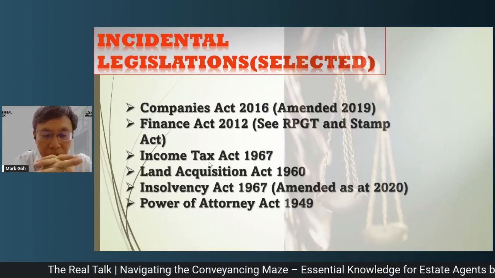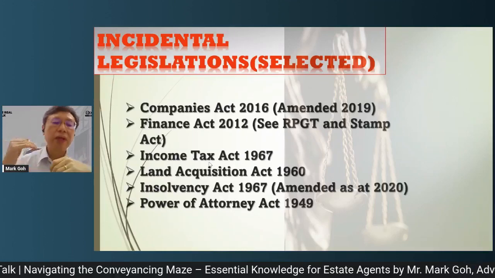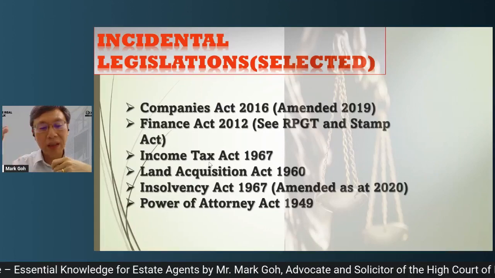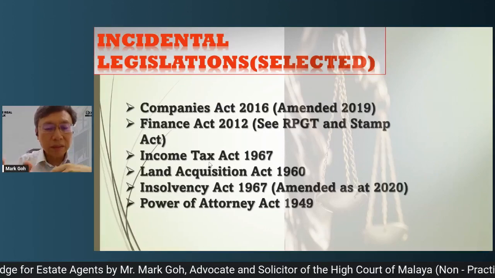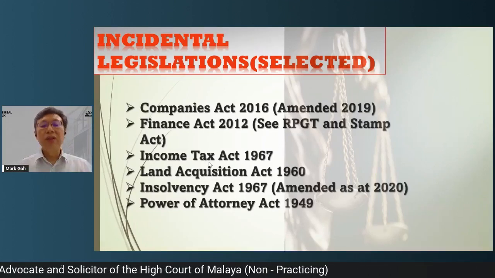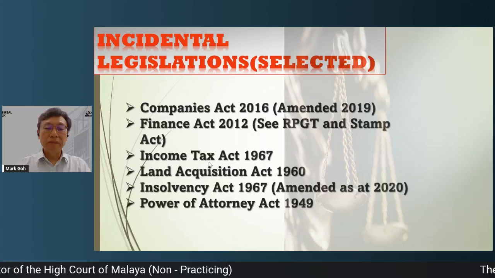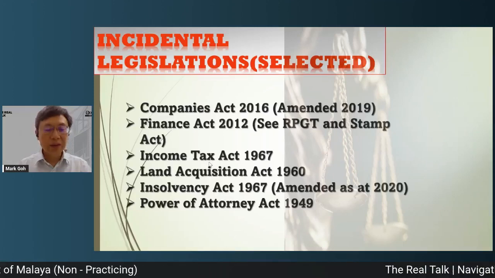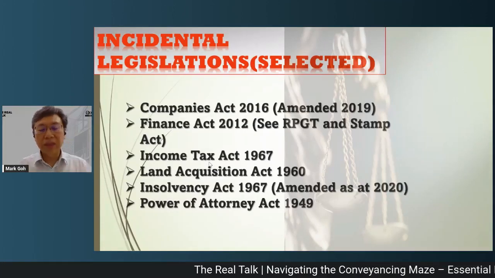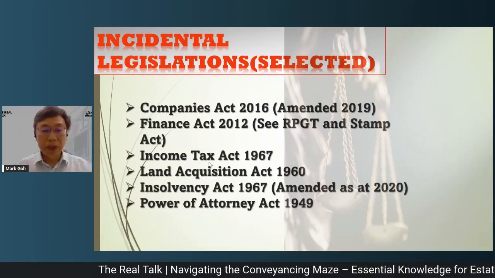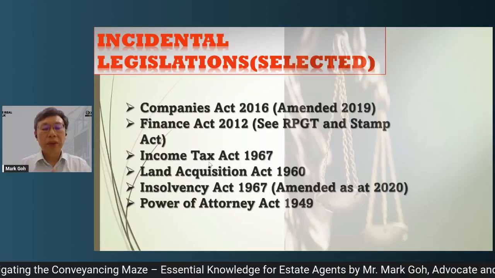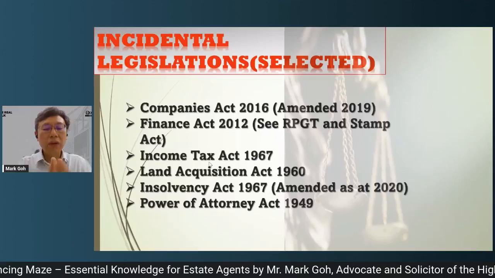What's the difference? Because the tax regime for income tax is different from RPGT. The tax regime for income tax is higher than real property gains tax, right? And up to a certain amount, after 5 or 6 years, RPGT is 0. Income tax, they can claw back, right? So that's the difference. Land Acquisition Act, it's incidental because sometimes after you have bought a property, the government comes and acquires it. So that also we need to know.